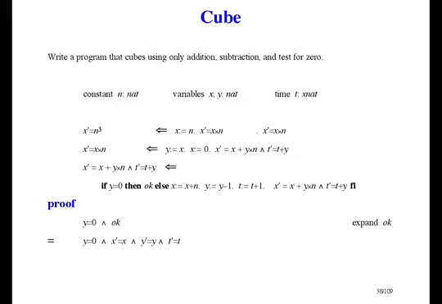With the context y equals 0, we can change x prime equals x into x prime equals x plus y times n. And we can change t prime equals t into t prime equals t plus y. And we can specialize and drop the two conjuncts we don't need.